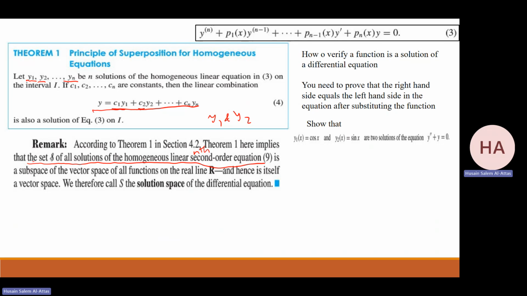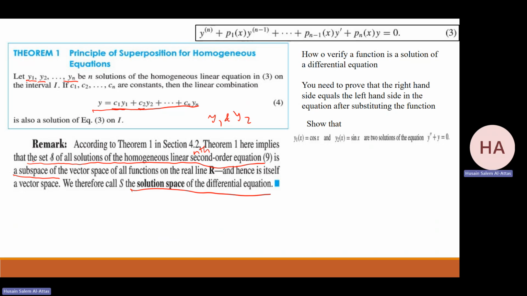If you remember how to show a set is a subspace, we need to satisfy these two conditions: the sum is contained in the set, and also the multiplication by a scalar is in the set. So because of that, we call it a subspace. We call it the solution space of the differential equation. Okay. By the way, how to verify a function is a solution?